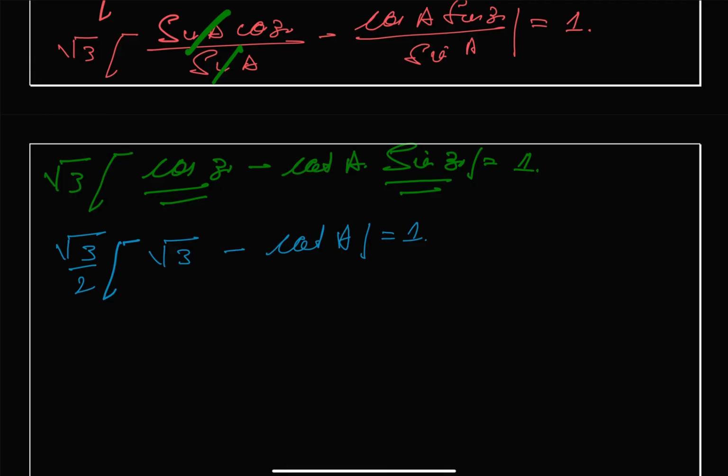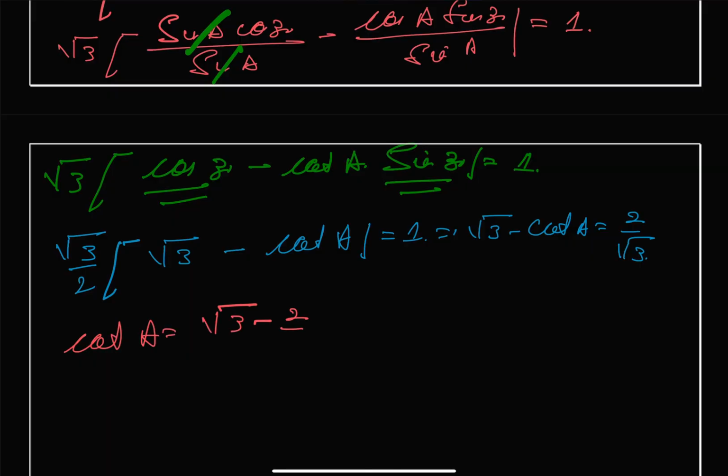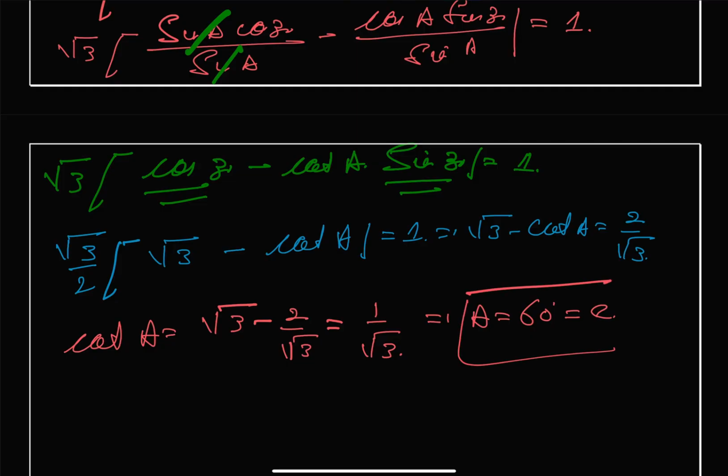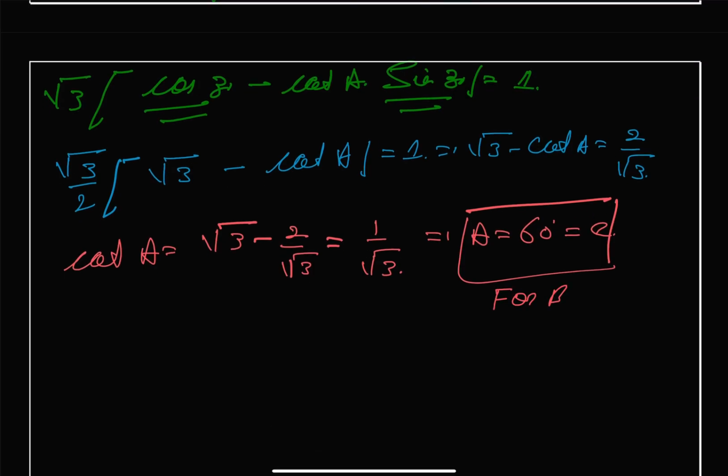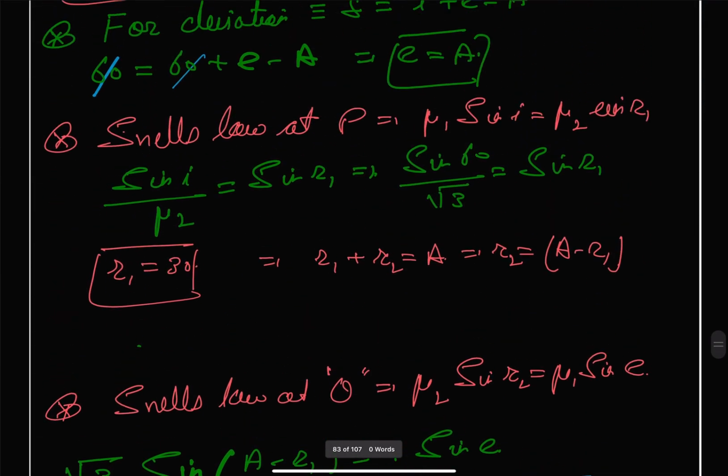Now we sort it out and write root 3 cot of A is equal to 2 divided by root 3, and we get cot of A is equal to root 3 minus 2 over root 3, which becomes 3 minus 2, that is 1, over root 3. This gives us that our A will be equal to 60 degree, and E will also be 60 degree because they are same. Okay. And this is for blue. Okay, so anything else that matches it?